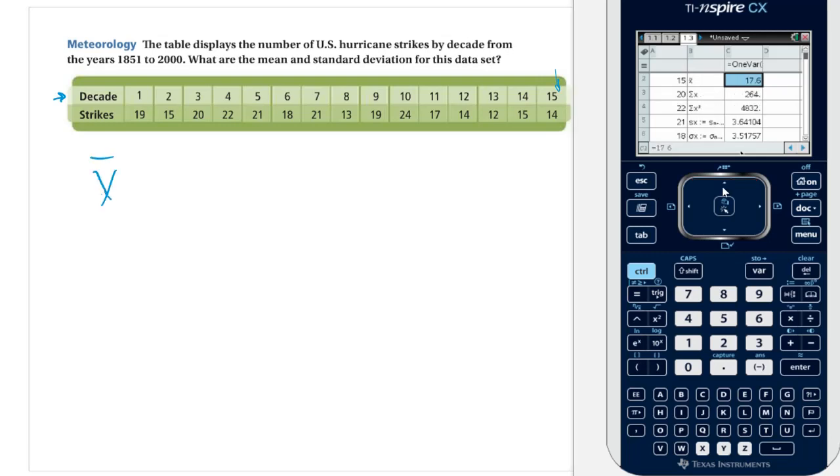X bar is 17.6, and the standard deviation is sigma equals 3.518 if I'm rounding to 3 decimal places, okay? So the mean here basically means that every decade we can expect 17.6 hurricanes to hit the United States, according to this data, and this is real data.